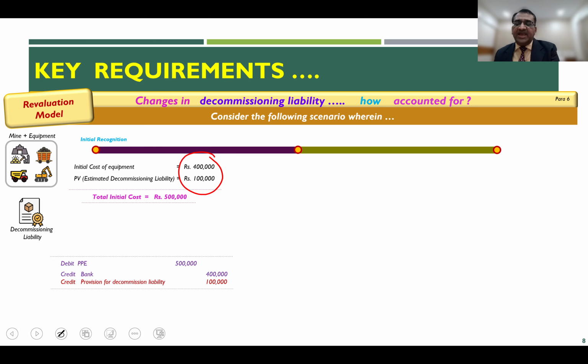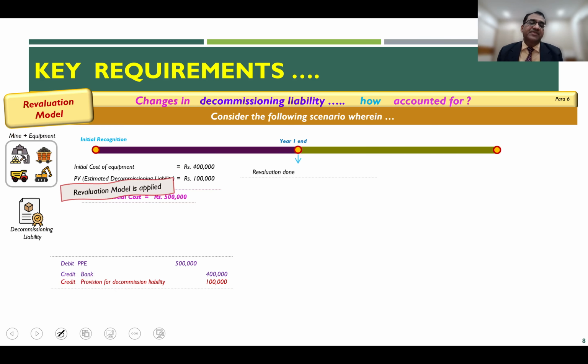So PP&E, when initially recorded, will include both these components. Therefore, the journal entry will be: debit property, plant and equipment 5 lakh. 4 lakh you have paid already by way of cash when you acquired this equipment, and you create a liability, provision for decommissioning liability, to the extent of 1 lakh. That is the entry which you will record on initial recognition.